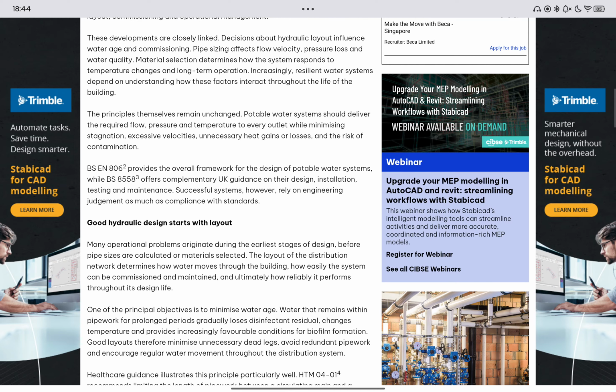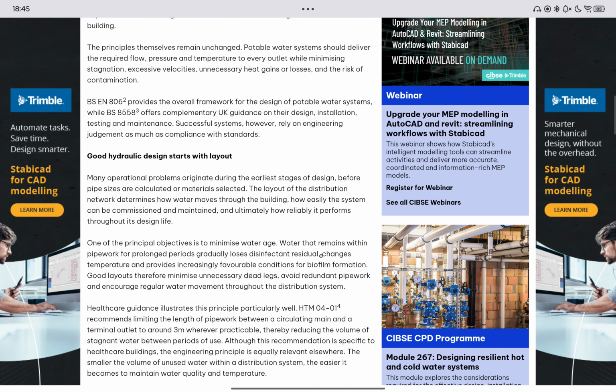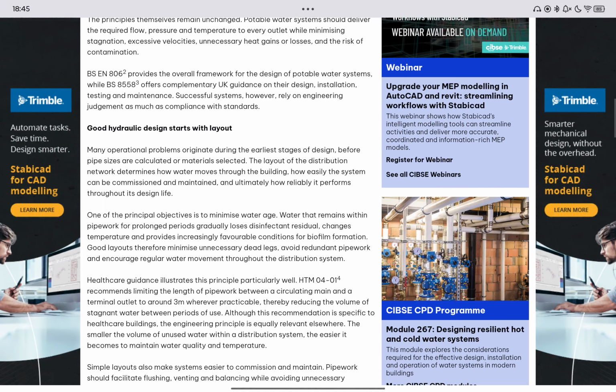The principles themselves remain unchanged. Potable water systems should deliver the required flow, pressure and temperature to every outlet while minimizing stagnation, excessive velocities, unnecessary heat gains or losses, and the risk of contamination. BS EN 806 provides the overall framework for the design of potable water systems, while BS 8558 offers complementary UK guidance on their design, installation, testing and maintenance. Successful systems, however, rely on engineering judgment as much as compliance with standards.